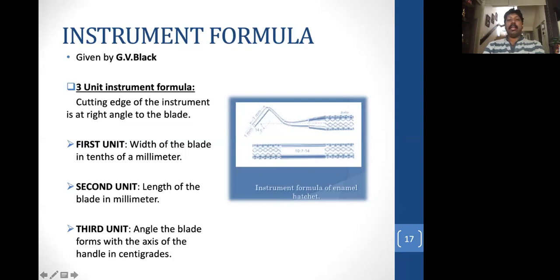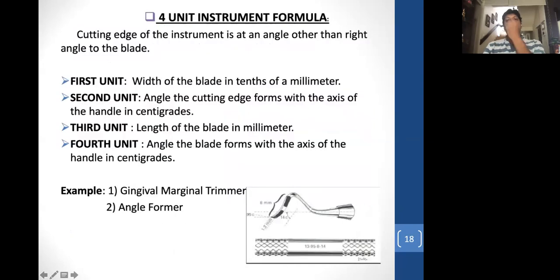And the third one is angle of the blade with the axis of the handle. So that is a 14-degree angle like that. इसके साथ ये line और ये line इसके बीच में. Can you see this? This one. Okay, that is 14 degrees. So that is 10, 7, 14. This is the instrument formula. 3 unit. It is given by G.V. Black. Now 4 unit instrument formula.